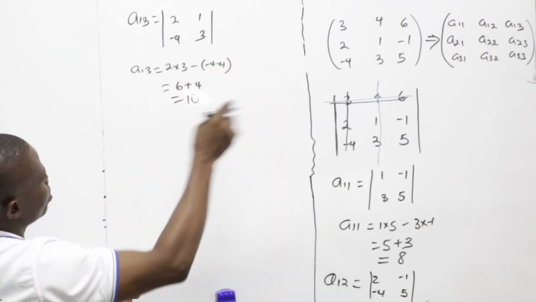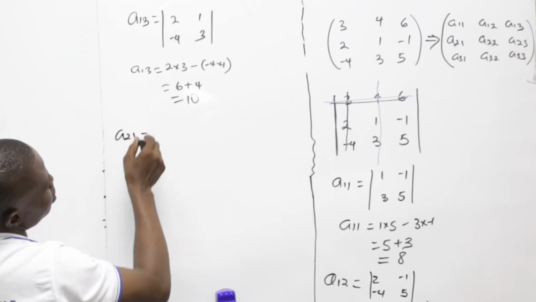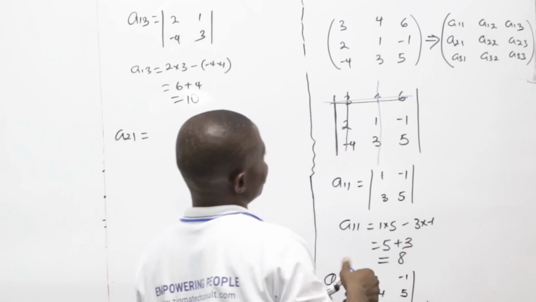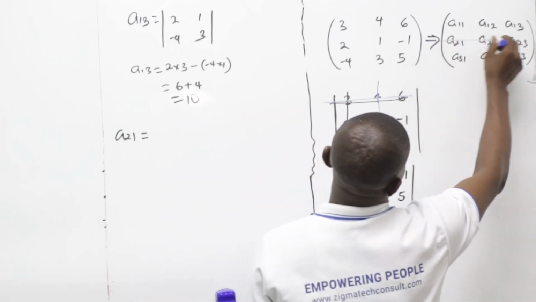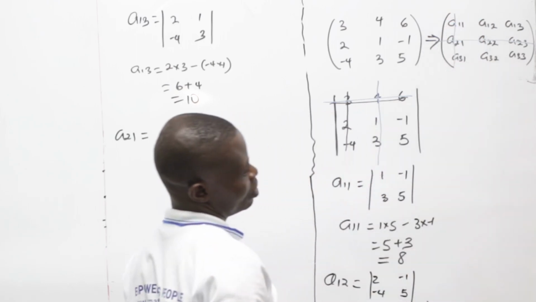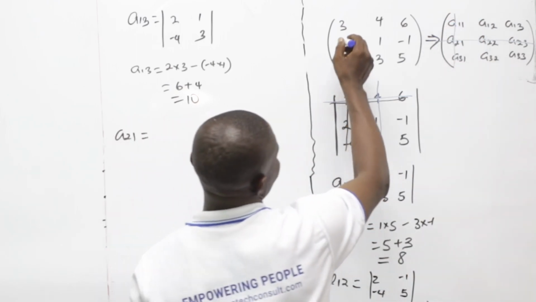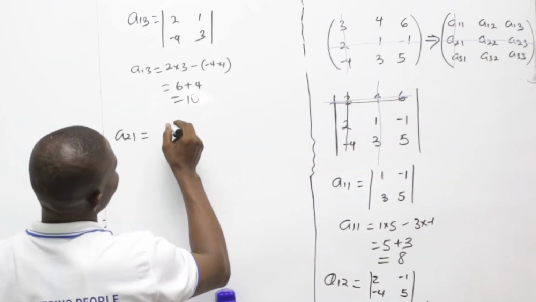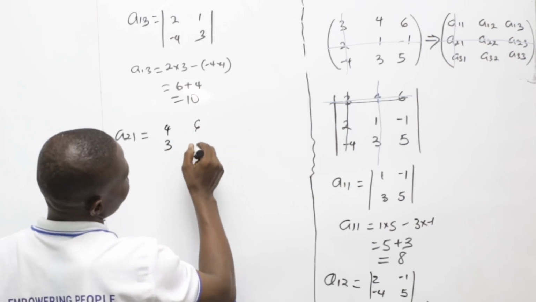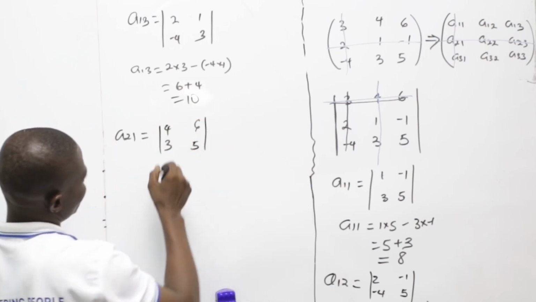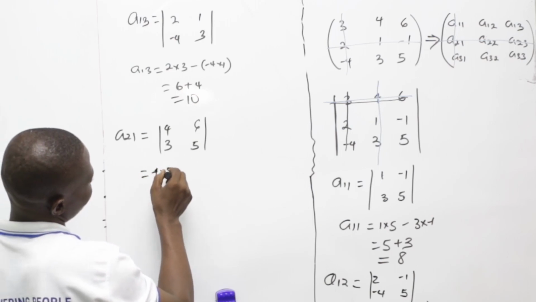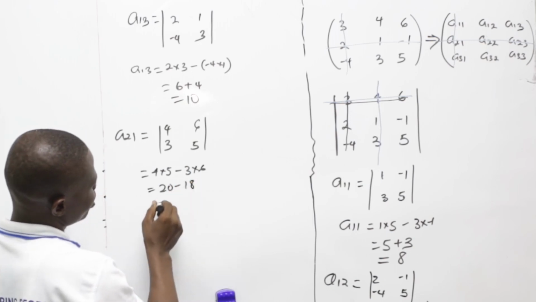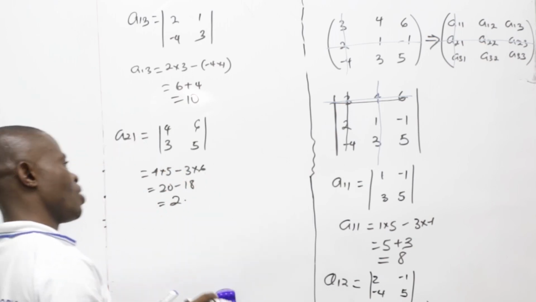Now we're talking about row 2. That is A21 equals, look at the magic here. No, there is no magic anyway, but care must be taken. What's the position? See it. I go like this. I cancel this way. So when you do this, what will remain? We're going to see 4, 3, 6, 5. 4 times 5 minus 3 times 6 equals 20 minus 18 equals 2. That's a fine one.